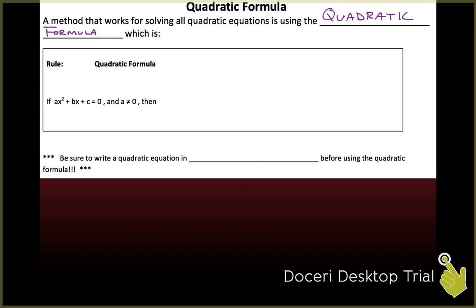Which is, now it sounds really complicated, but it is not that tough. The quadratic formula says that x equals negative b plus or minus the square root of b squared minus 4ac all over 2a.